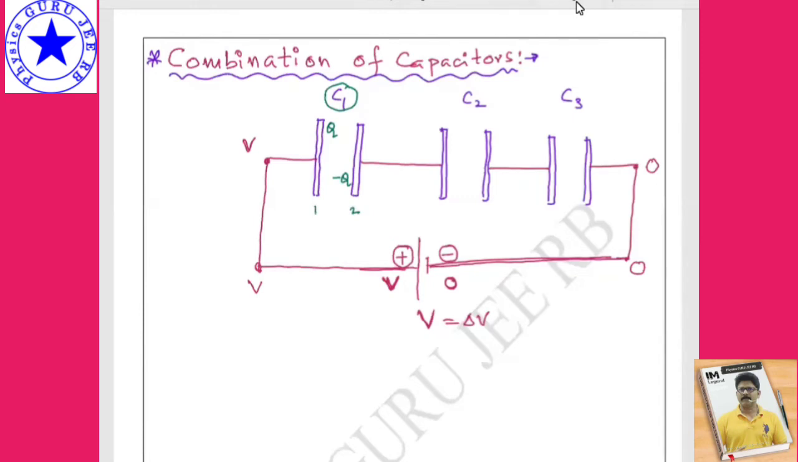So the inner plate of the second plate is minus Q, right? Now when it is connected to this one, there is no charge here, right? That means the charge should become 0. Only we are giving charge Q to it, that's all. When I give Q, then what happens?